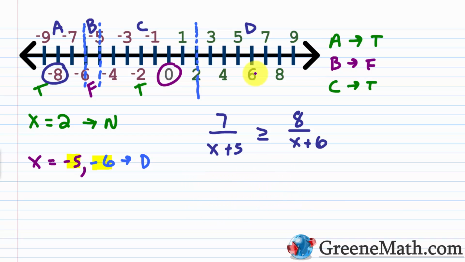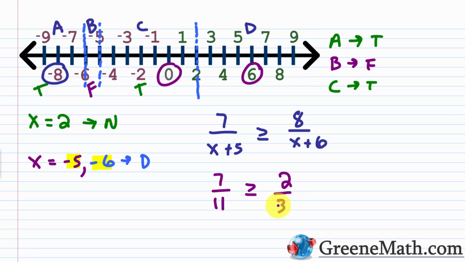And I'm just going to pick the number 6. Easy to work with. So 7 over 6 plus 5 is 11. So 7/11 is greater than or equal to 8 over 6 plus 6 is 12. If I have 8/12, I can reduce that. 8 divided by 4 is 2. 12 divided by 4 is 3. Okay, so that becomes 2/3.